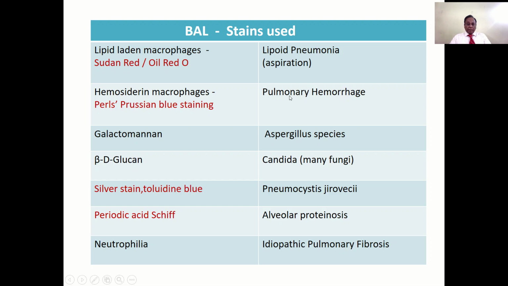Similarly, if you want to confirm pulmonary hemorrhage, go for Perls' Prussian blue staining. Many times some people will call it a Perls stain, some will call it a Prussian blue stain. You have to know both are the same. There is Perls' Prussian blue staining. Sometimes PAS stain is positive in alveolar proteinosis. And BAL neutrophilia always says there is a candidate of underlying pulmonary fibrosis.